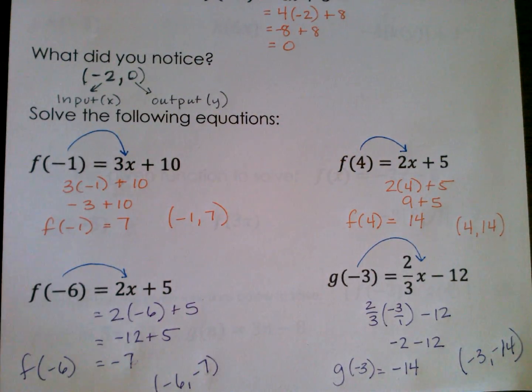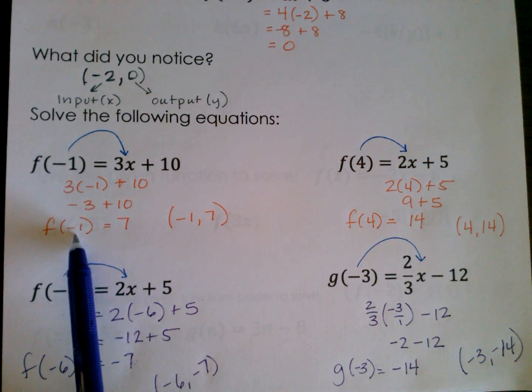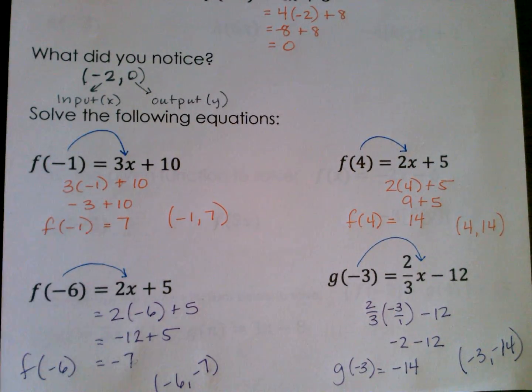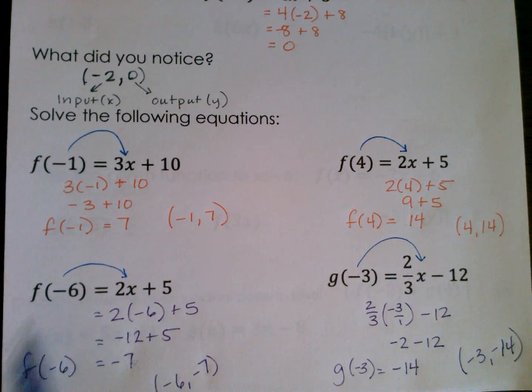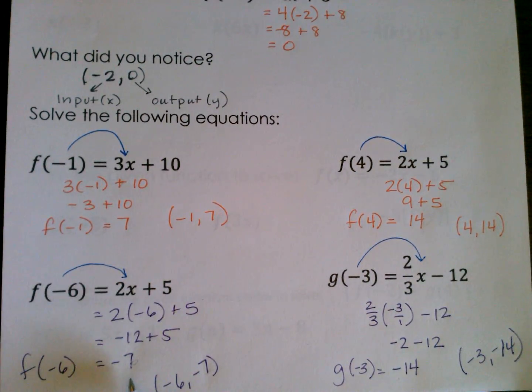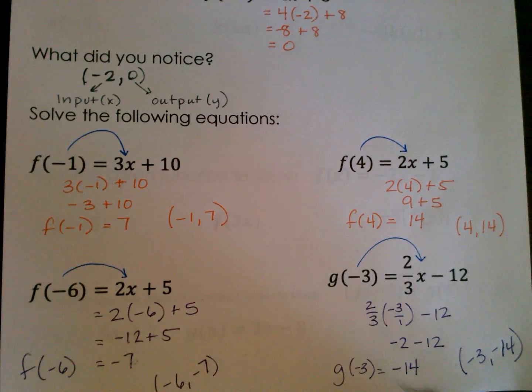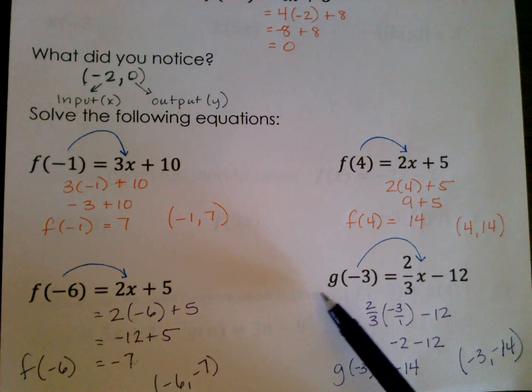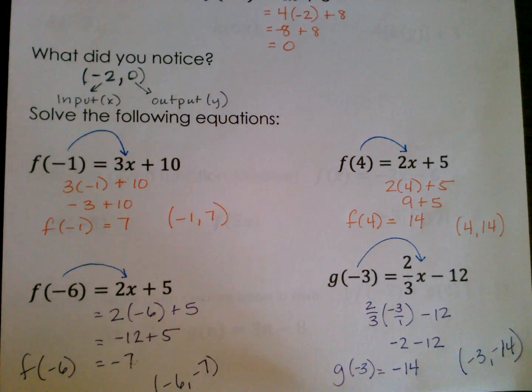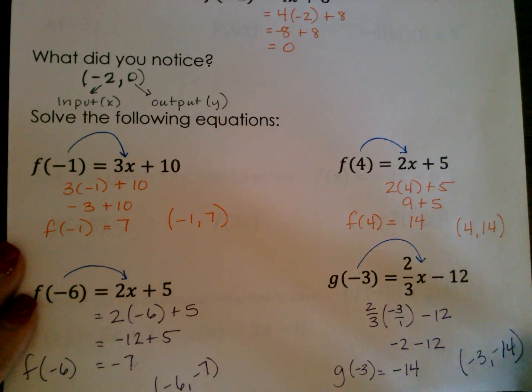Thank you for pausing the video. When f of negative 1 was used here, I got positive 7. F of 4, I got 14. F of negative 6 into that equation, I ended at negative 7. G of negative 3, don't be fooled just because I went from f's to g's, it does not matter. I ended at negative 14.